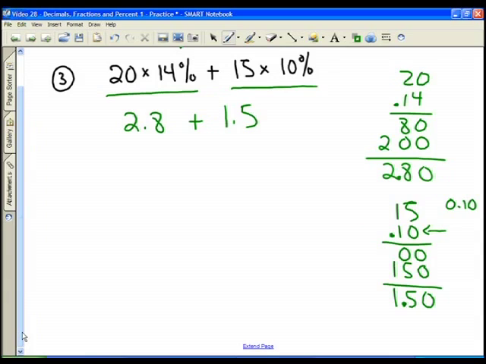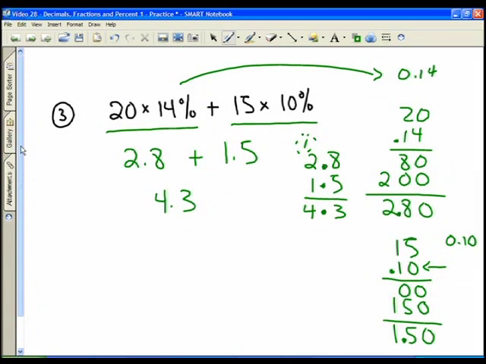And now I have to deal with adding these 2 decimals, so 2.8 and 1.5. 8 plus 5 is 13. Remember to have all your decimals in a line when you're adding. 8 plus 5 is 13. Write down the 3, carry the 1. 2 plus 1 is 3, plus the carried 1 is 4. So the final answer for this problem is 4.3.